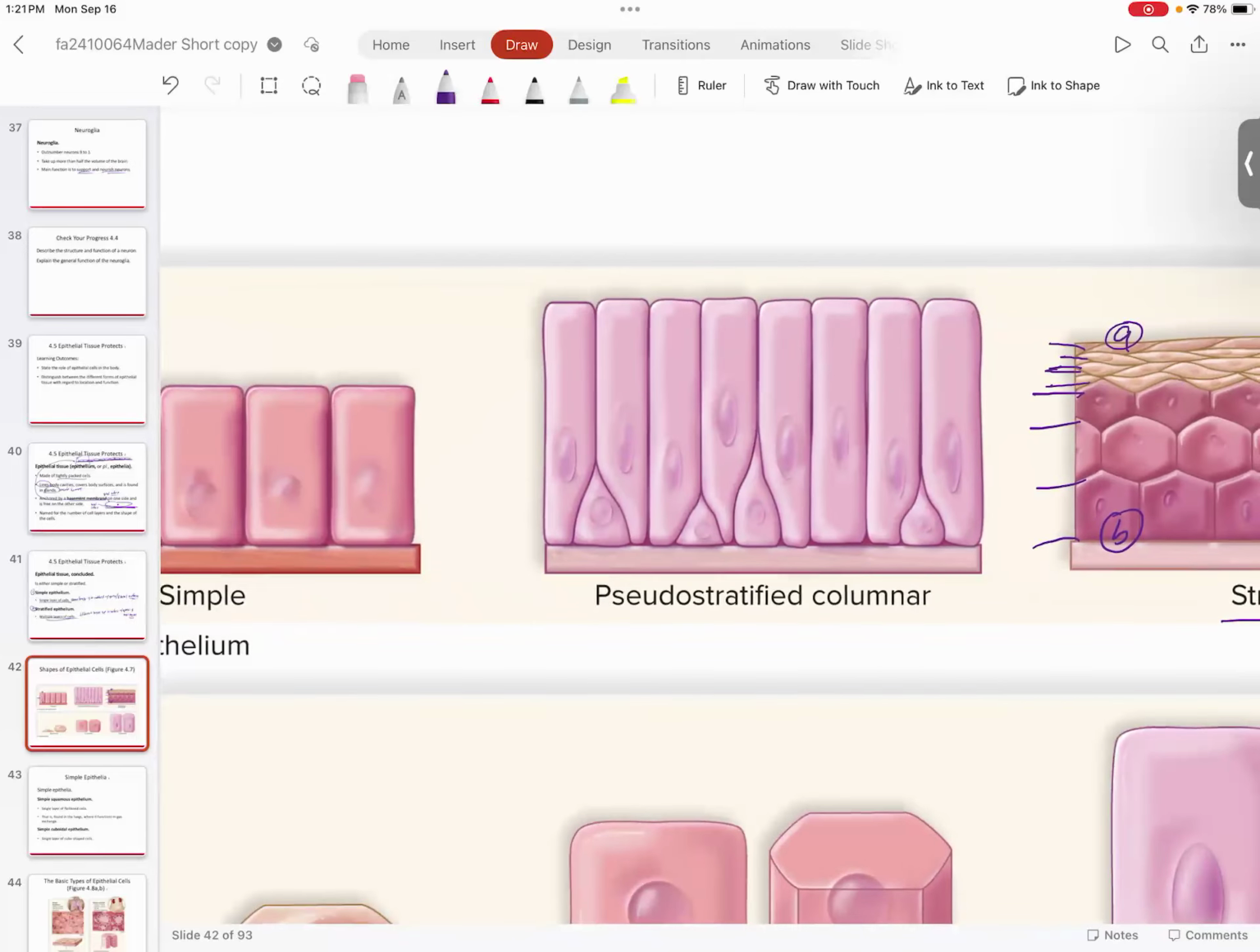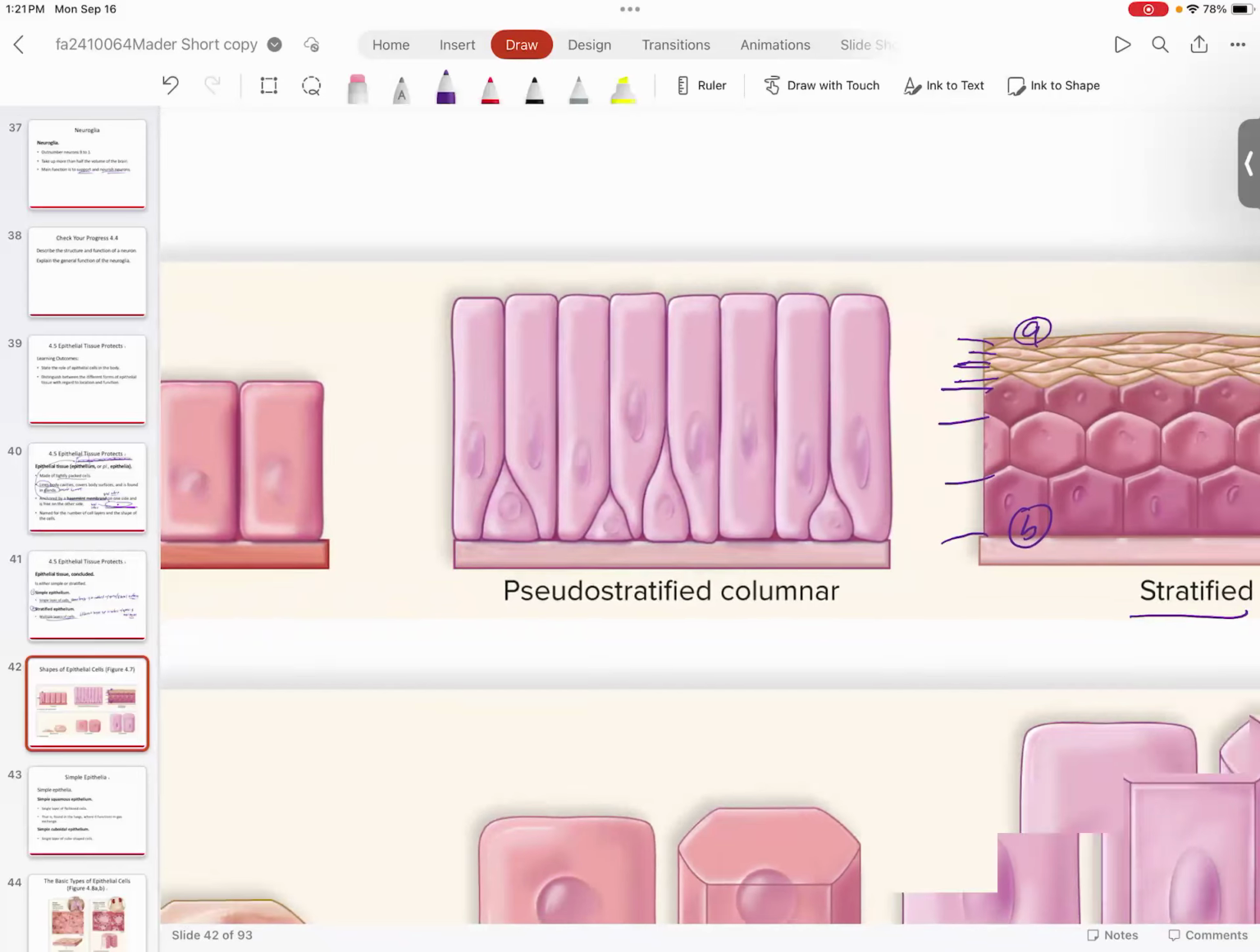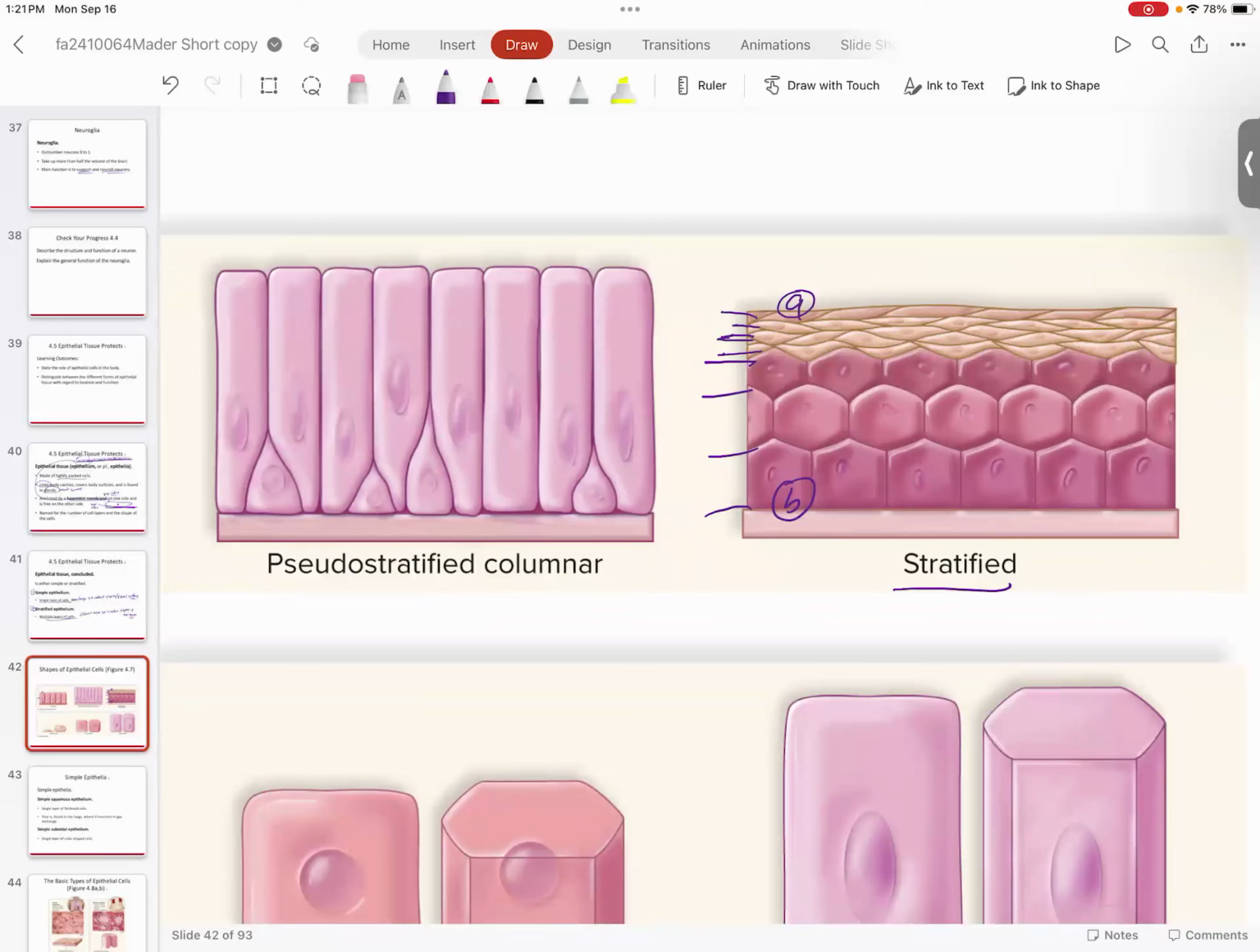And then we have another one that's called pseudostratified. Pseudo basically means fake. The reason is that when you take a look at stratified epithelium, you'll notice the nuclei tend to form these little rows sometimes, and you'll be able to see these little rows like this.